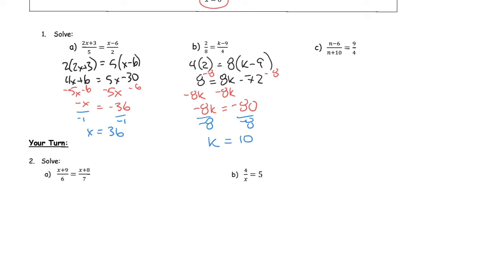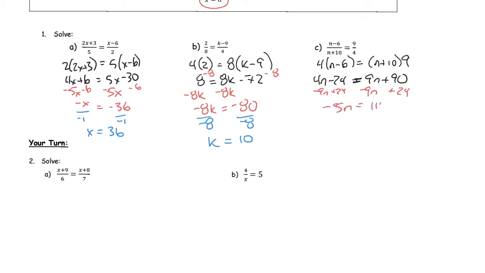And then this one right here, the denominator on the right multiplied by the numerator on the left will be the denominator on the left, which is this nice little binomial here, multiplied by the numerator. And then we distribute. Okay. And now we're going to bring the terms over. So negative 9n, and then we're going to add 24, and we're going to get, okay, negative 5n is going to equal 114. And then I'm going to divide by negative 5 on both sides to get n is equal to negative 114 over 5.